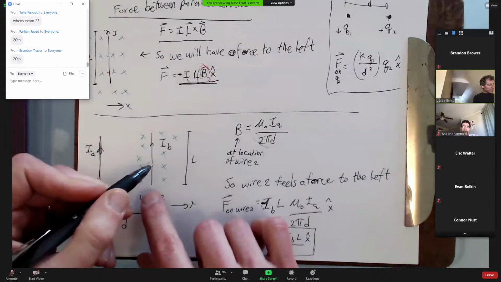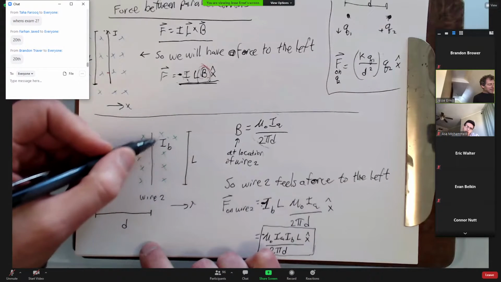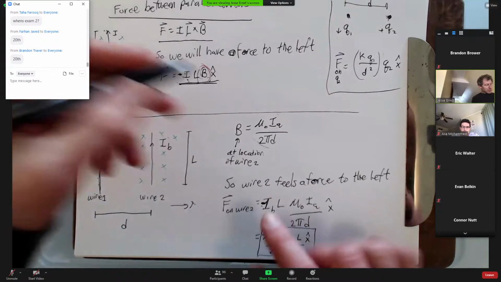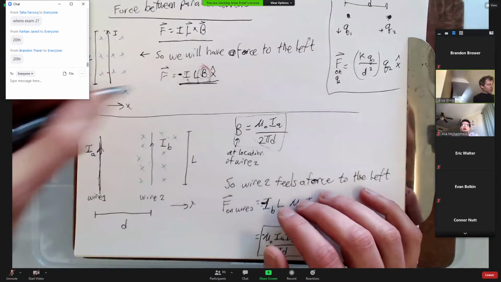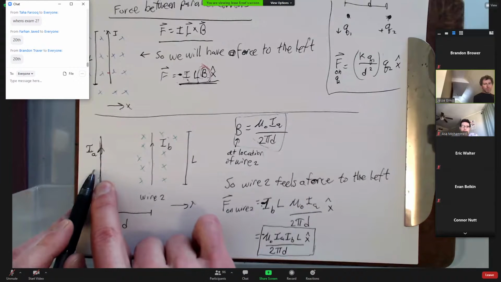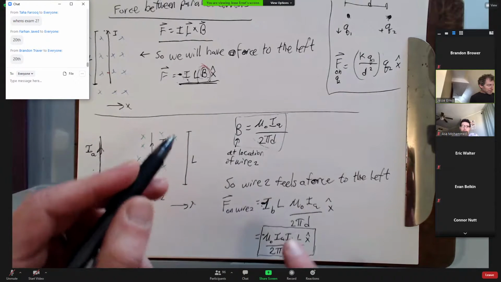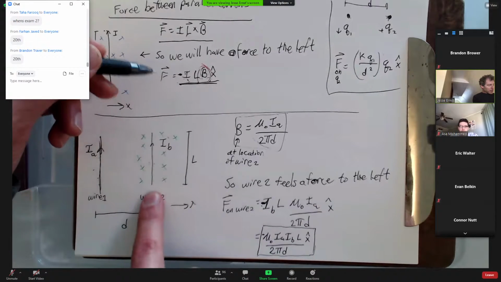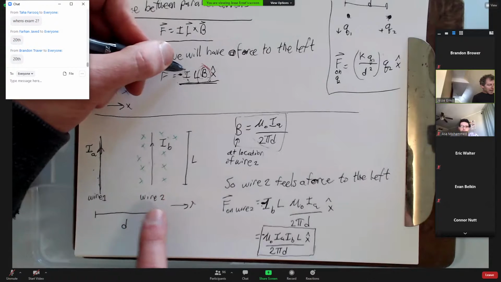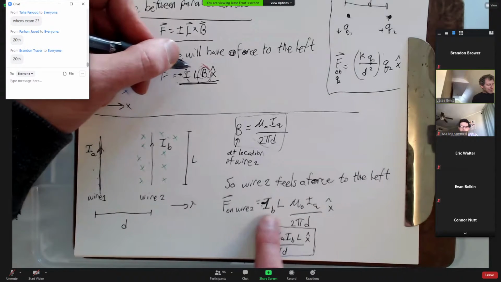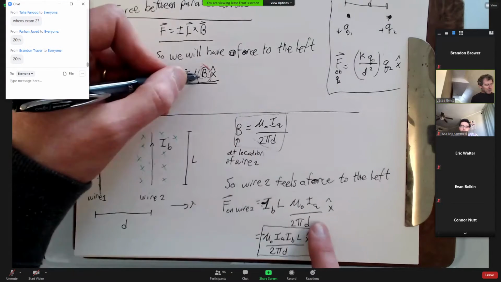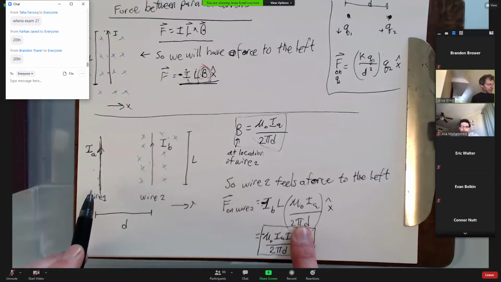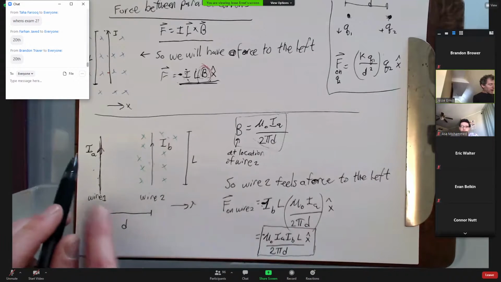Now you have a wire that's carrying current I_B, its length is L, and it's in a B field that's equal to this, because it's near another wire. So all I did was say, all right, we want the force on this wire. The current in the wire is I_B, its length is L, and the size of the B field that it's in is this, because it's a distance D away from this wire.